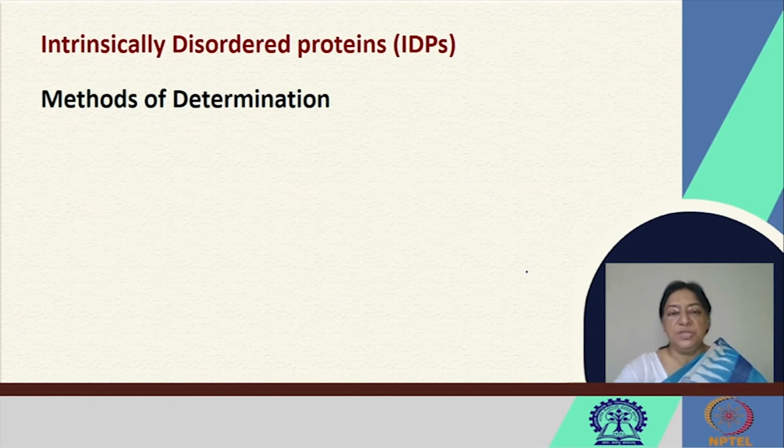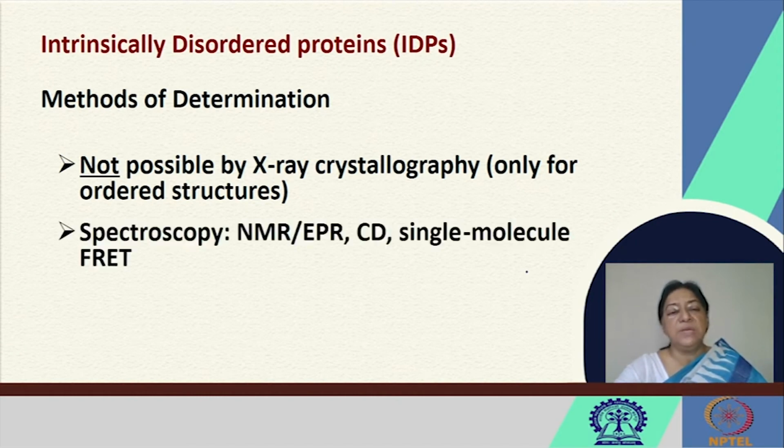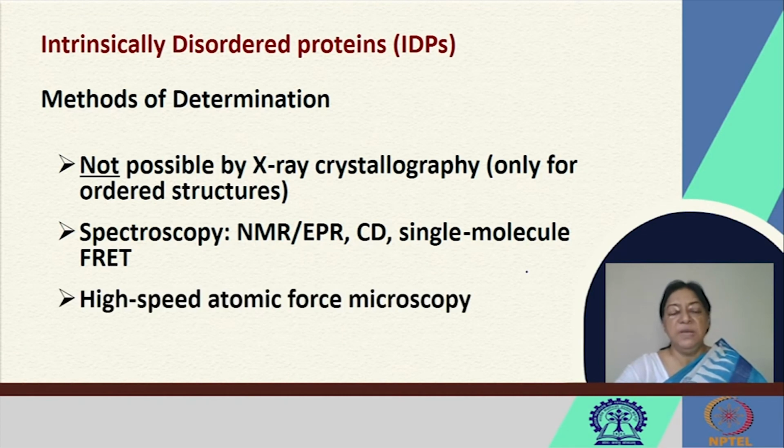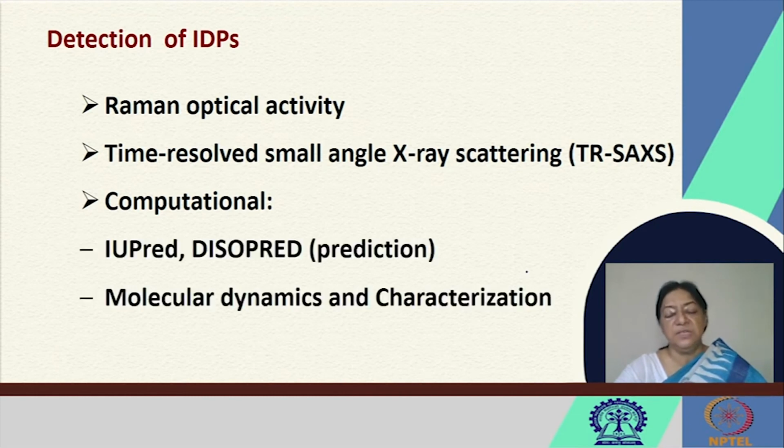The methods of determination of structures of intrinsically disordered proteins indicate that it is not possible by X-ray crystallography because they are not ordered. We cannot get a crystal of these proteins, but they can be looked at from a spectroscopic point of view: from NMR, CD, or single molecule FRET, where indications about elements of secondary structure, if present, may be obtained, and also high-speed AFM, Raman optical activity, time-resolved small angle X-ray scattering, and computational methods that go for predictions of IDPs. But given their flexibility, these are difficult to characterize.